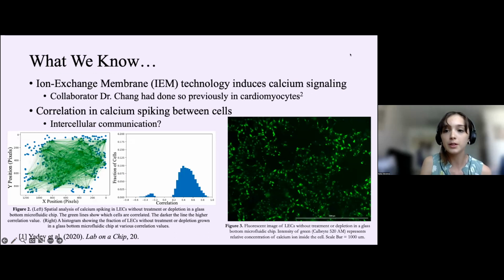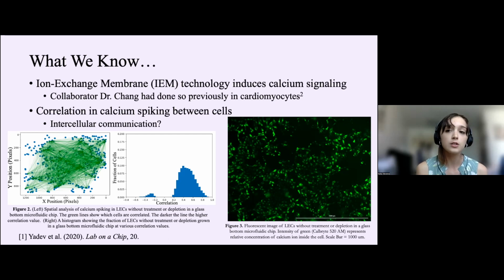So some of the preliminary work was done both by collaborators and students that were already in the lab. Our collaborator, Dr. Chang, has this ion exchange membrane that he used to induce calcium signaling in cardiomyocytes. He used about 45 volts to induce that response. So we wanted to see if we could get a similar response from the LECs, as they are different cells.